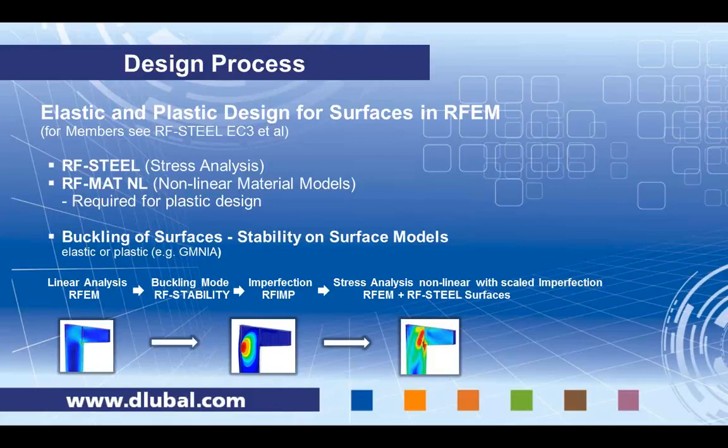The procedure is to first have a linear analysis in RFEM for a surface model. We then need an imperfection, and the imperfection can be derived from a buckling mode that is calculated in RF-STABILITY. We scale this imperfection mode to a certain size and use the imperfect model as a basis for a nonlinear analysis and stress analysis. And we then check if the stresses are below the limit stresses. Important is that we use a nonlinear analysis for this check. We will see this in the live demonstration.